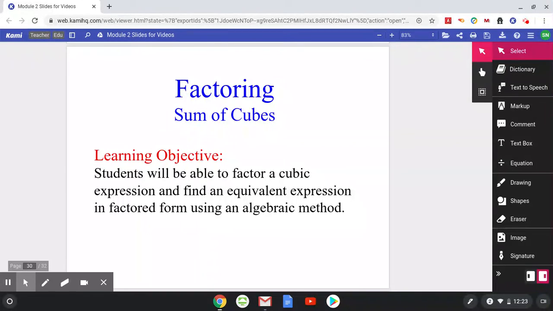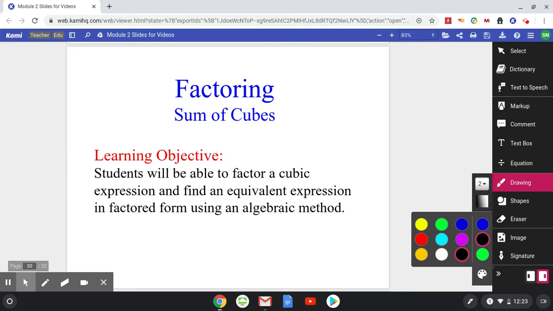Hello, in this video you will be factoring cubic expressions. We will be focusing on sum of cubes. Sum meaning we will be adding, and cubes means the exponent is a 3 or a multiple of 3. For example, x cubed, x to the 6, x to the 9, and so on.